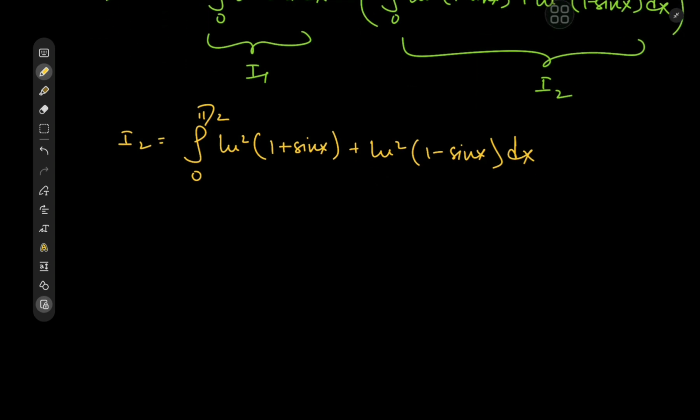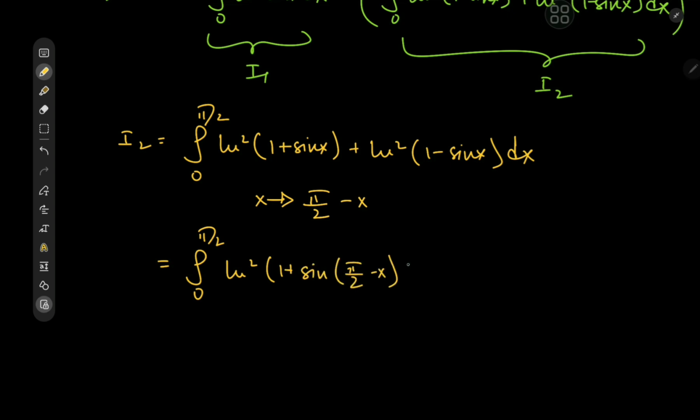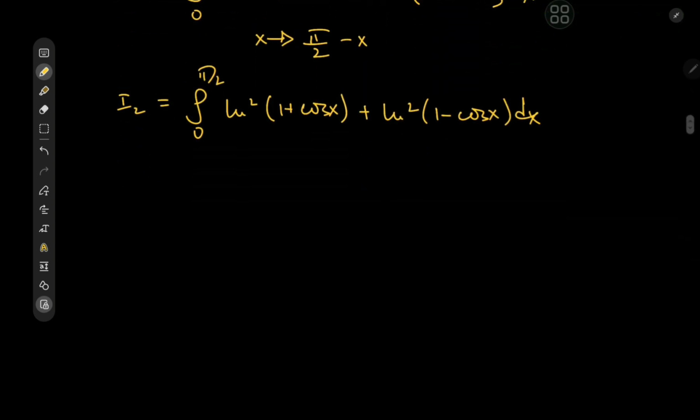And the first thing I'd like to do is perform the transformation going from the x realm to the pi by 2 minus x realm. So we have a phase shift by pi by 2, giving us the integral from 0 to pi by 2 of log square (1 plus sine of (pi by 2 minus x), which is, of course, cosine x). So we have log square (1 plus cosine x) plus log square (1 minus cosine x) dx. And now we can make use of the double angle formula for the cosine function.